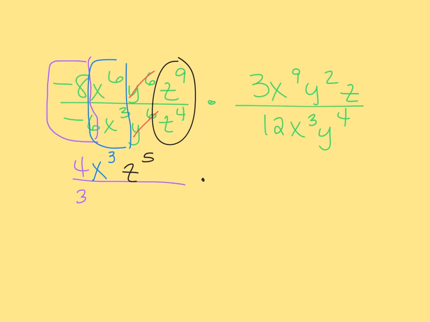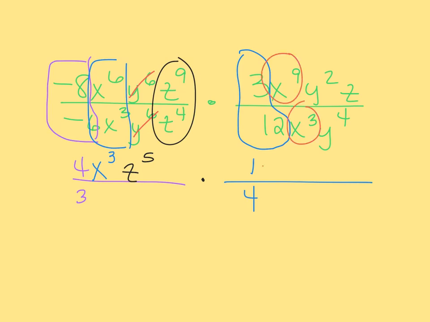All right, so now I'm ready to look at the second fraction. Let's look at my coefficients, 3 and 12. What's that do? That becomes 1/4. If I look at my x's, x to the 9th, x to the 3rd, top x wins by 6. If I look at my y's, y to the 2nd, y to the 4th, bottom wins by 2. And then don't forget that little lonesome z right there. So we've got to put that in. So here's what I'm at so far. Now I'm ready to put these together.